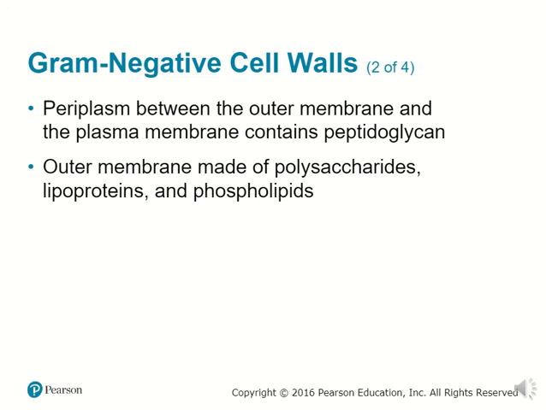Now, with gram-negative cell walls, the periplasm between the outer membrane and the plasma membrane, the innermost membrane, contains peptidoglycan, but not in as thick an amount as gram-positive cell walls. The outer membrane, though, is made of polysaccharides, lipoproteins, and phospholipids. Polysaccharides are long chains of sugar molecules, carbohydrates. Lipoproteins are molecules that have a bit of protein and fat substances, and phospholipids are fats with phosphate groups.